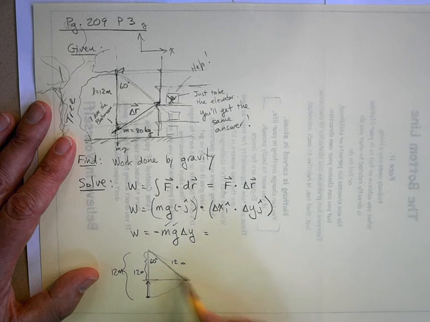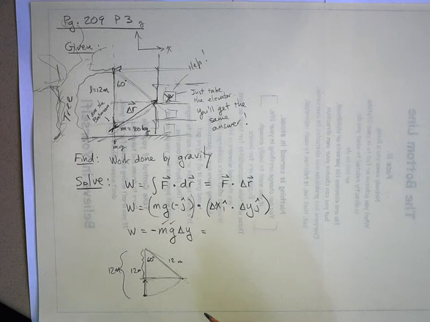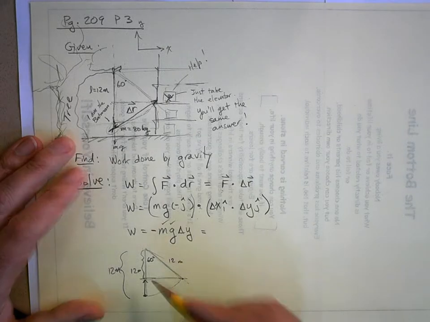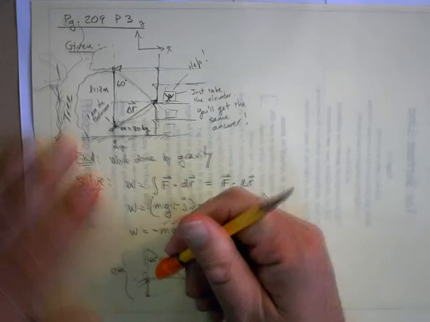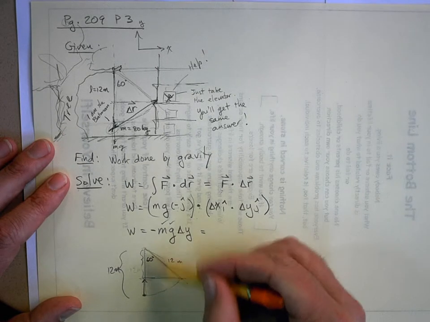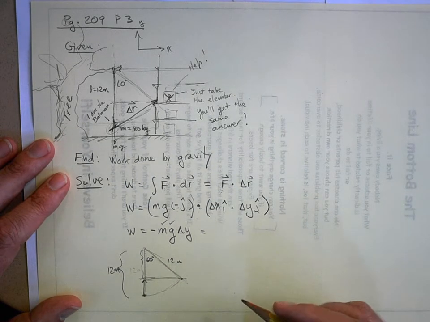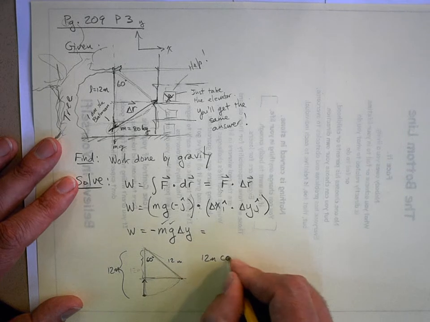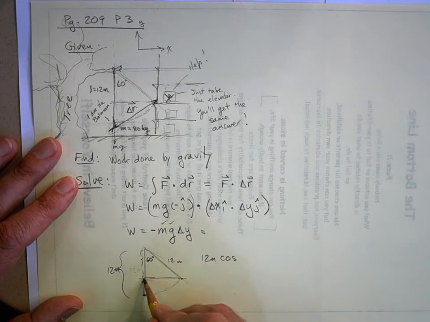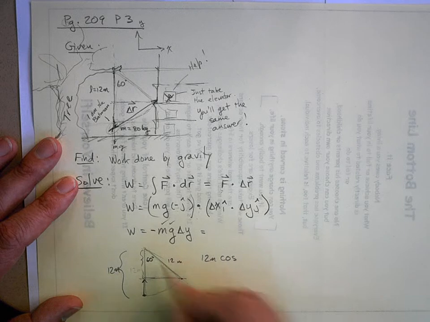But 12 meters is the hypotenuse of this right triangle. See this right triangle right here? And here's where you've got to pop in that geometry you learned. We want this length, and I made it look like it's 12 meters, but it's obviously less than 12 meters. So what is it? Well, it's 12 meters times the cosine of 60 degrees.